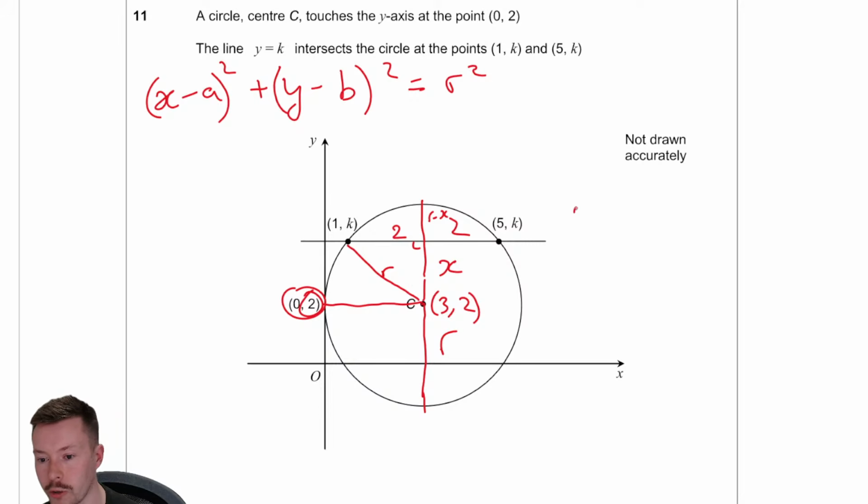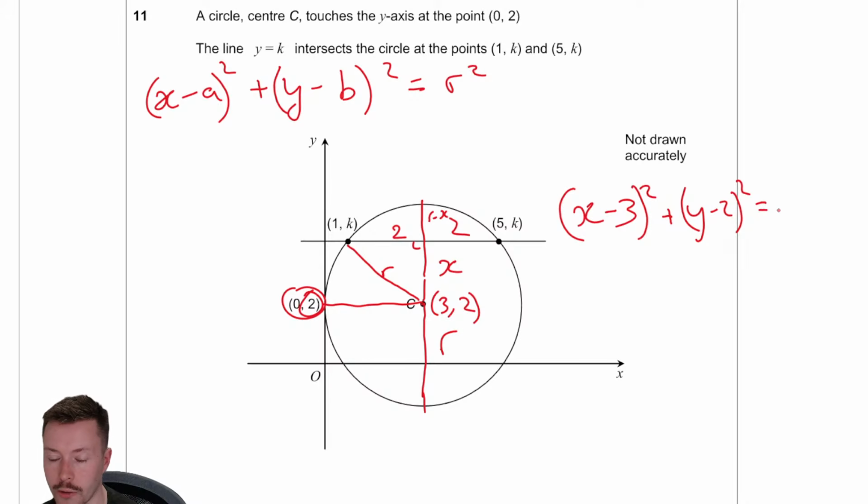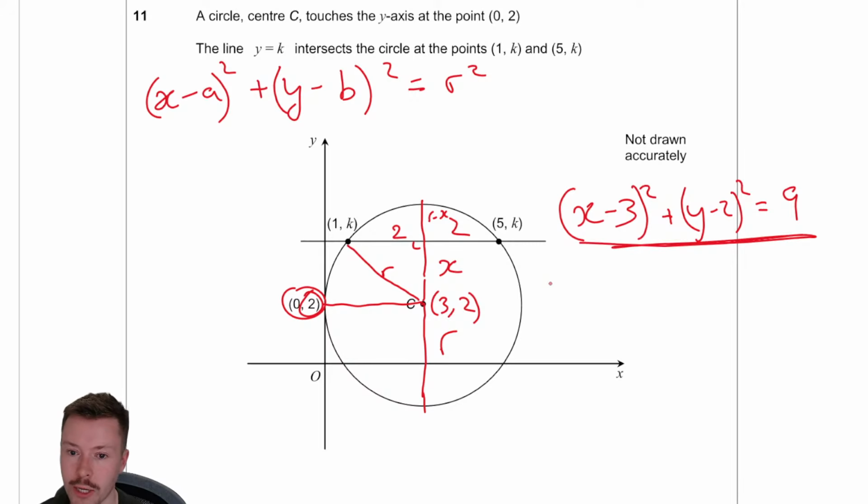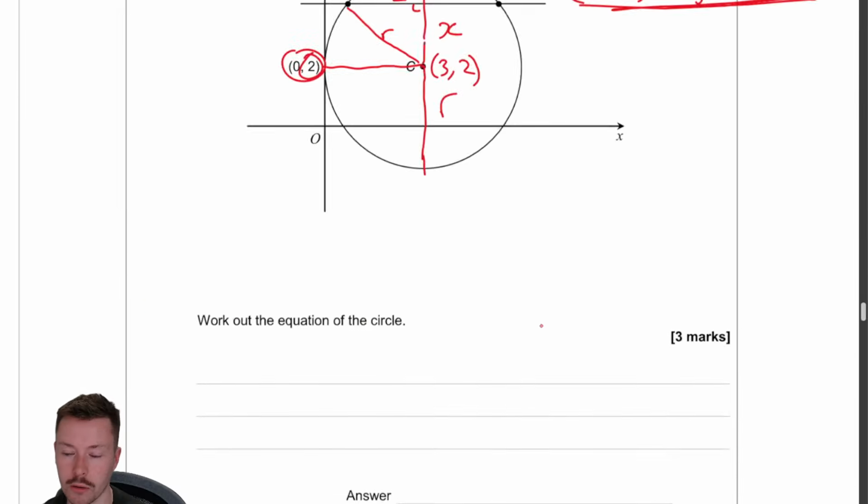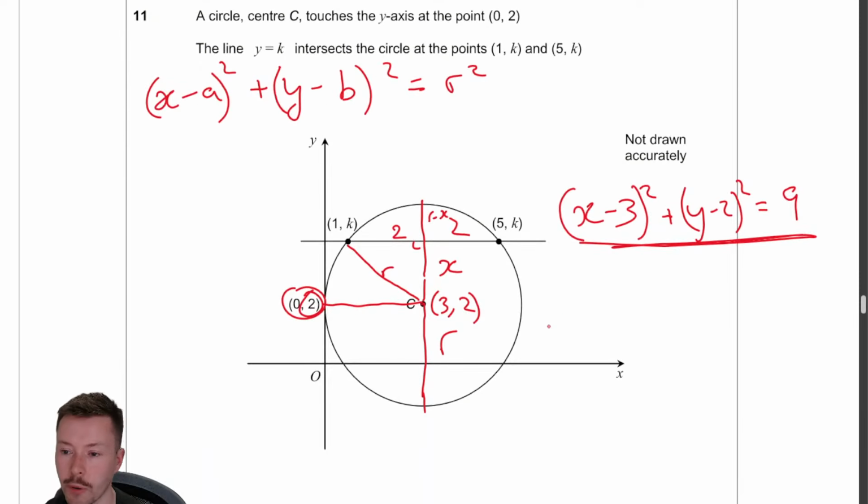So x minus 3 squared plus y minus 2 all squared equals r squared, which we could then do, well, the radius has got to be 3, so that gives you 9. Yeah, that's it, done. And then I imagine the next bit's going to be work out k. But it doesn't say anything about working out k, which is quite interesting. But you could work out k at that point, you could plug 1 in.